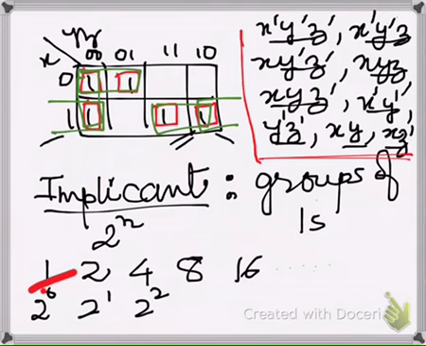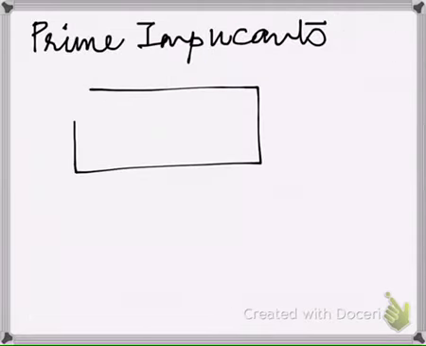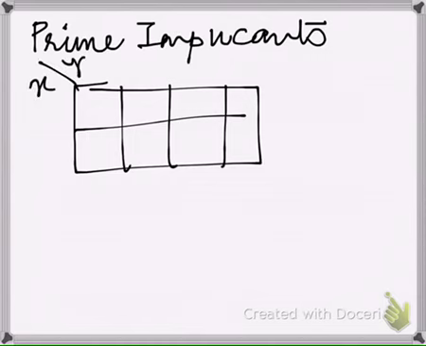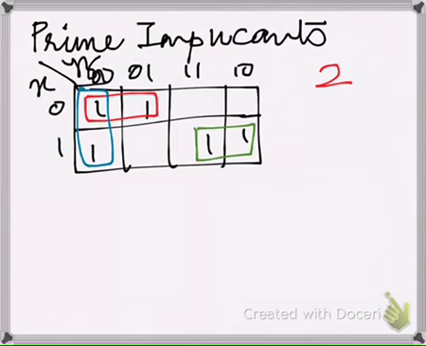Now we will take those groups which form the largest groups of ones. I have x, y and z. The largest group of ones that I can have is of size 2. So which are the groups? One is this red group, then we have the green group here, then we have this group. All of these are groups of 2s. Then we also have this group. All these groups, the largest groups of ones that you can have, form your prime implicants.